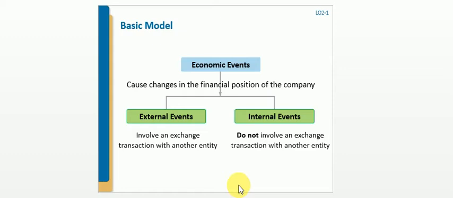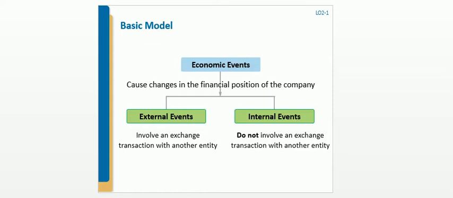Then an economic event for accounting purposes is any event that directly affects the financial position of the company. External events involve an exchange between the company and a separate economic entity. What do we mean by a separate economic entity? By a separate economic entity, we mean a separate business, right? Examples are purchasing merchandise. Merchandise means the stuff, the commodities that you will be dealing in, the items you are trading, right?